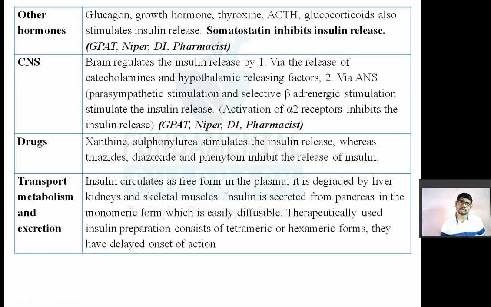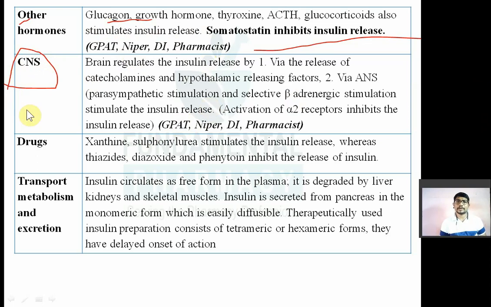Other hormones like glucagon, growth hormone, thyroxine, adrenocorticotropic hormone, and glucocorticoids also stimulate the insulin release. But remember, somatostatin will inhibit the insulin release. Again, insulin release is also regulated by the CNS, so it is also important for insulin release.